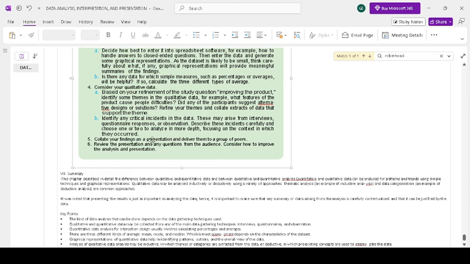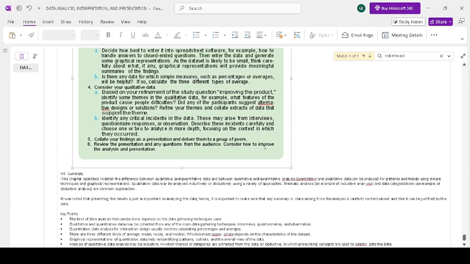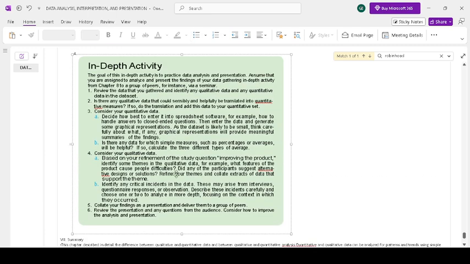Collate your findings as a presentation and deliver them to a group of peers. Review the presentation and any questions from the audience. Consider how to improve the analysis and presentation. In a way, this is how you create a book, right?